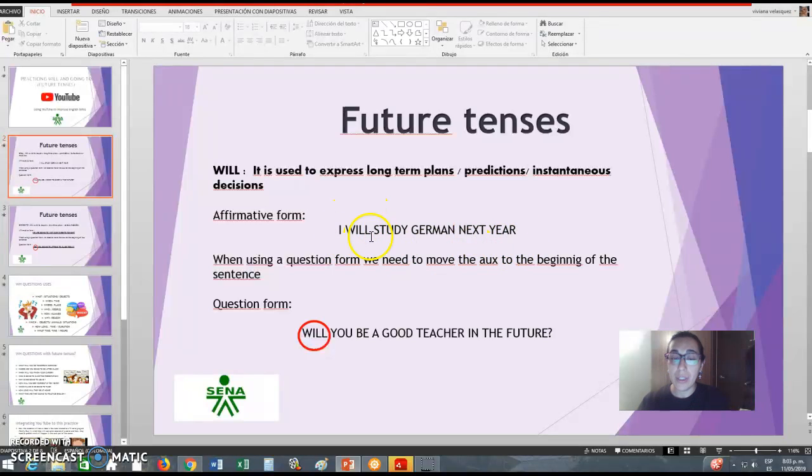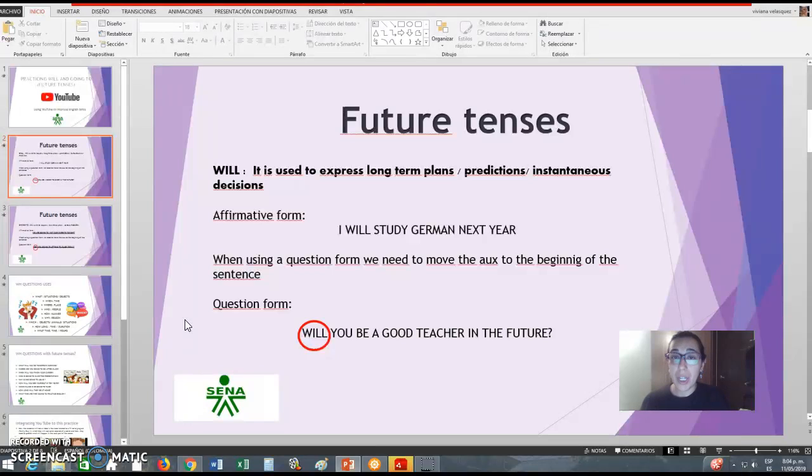So when you use will, in our Spanish it goes like the future form of the verb. Transforma el verbo en futuro, right? Will study, will play, will work, will write. So you say always like estudiaré, comeré, viajaré, right?